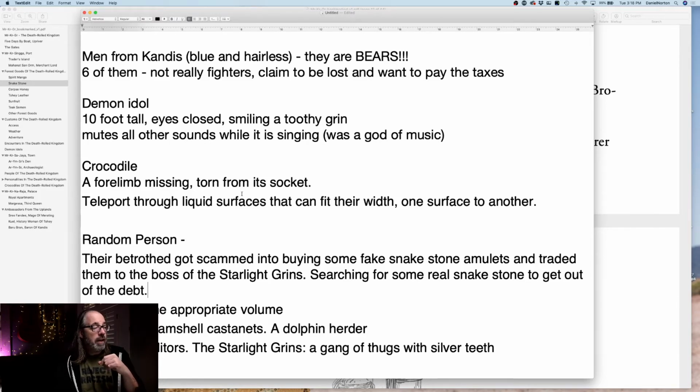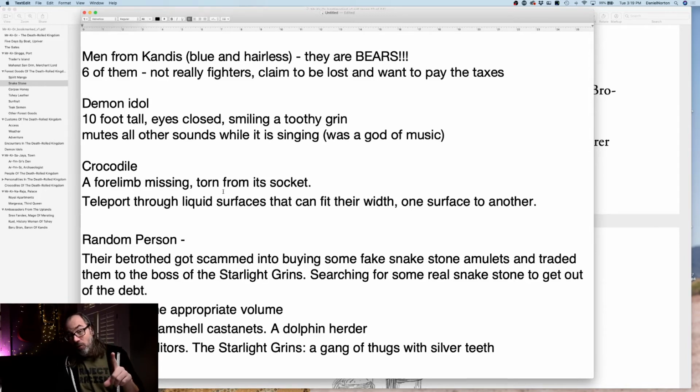She'll interact with this crocodile. Oh, we still don't know about this crocodile yet. He can teleport through liquid surfaces that can fit their width, one surface to another. That seems super interesting and useful, and I have no idea how, but I definitely know that it'll be worth dealing with. I'm going to play that one by ear. I'm going to see what the tone of the session is, right? And if it is the type of situation where I feel like she would want to rescue them, then I will make it that just happened.